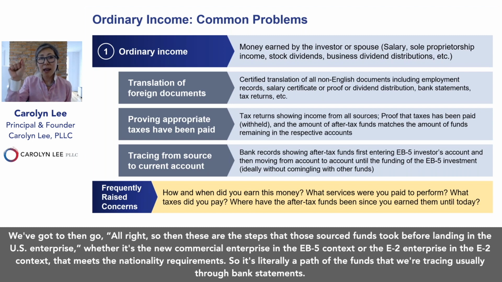these are the steps that those sourced funds took before landing in the U.S. enterprise, whether it's the new commercial enterprise in the EB-5 context or the E-2 enterprise in the E-2 context that meets the nationality requirements. It is literally a path of the funds that we're tracing, usually through bank statements.